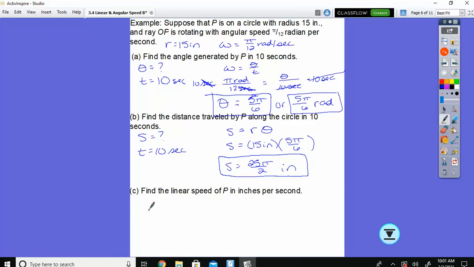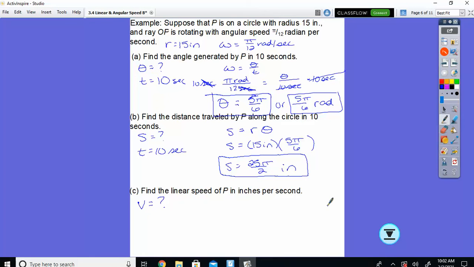Okay, part C, find the linear speed in inches per second. What is linear speed? What variable? R is radius. V, linear velocity. Velocity, linear speed, means the same thing. Okay, so I need V. So look at your formulas involving V. We can do V equals S over T.